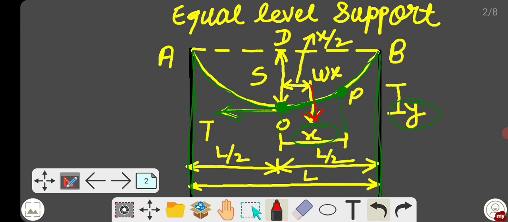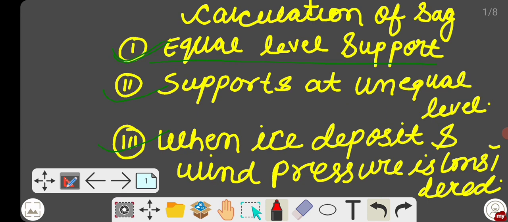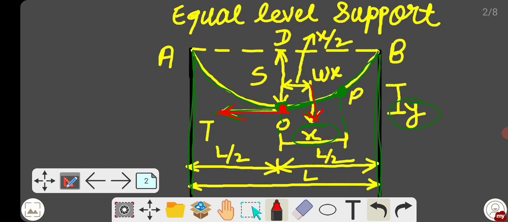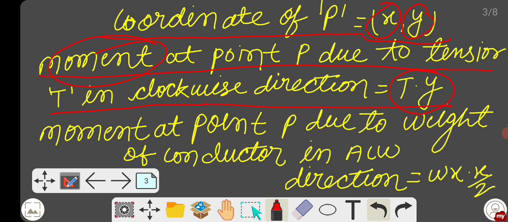As you can see here, this is tension T on the wire. If we want to calculate the value of moment, then as we know, moment is equal to force into perpendicular distance. The force is tension T, and its perpendicular distance from point P is y. So its value will be T into y.